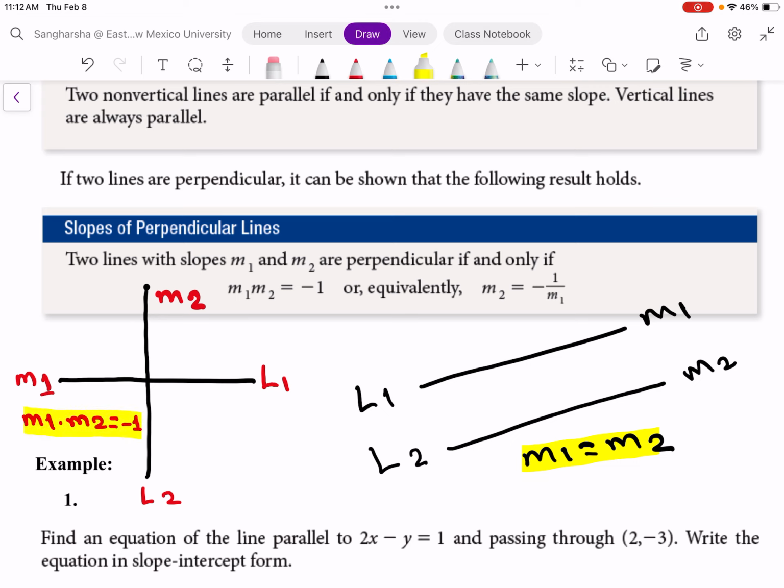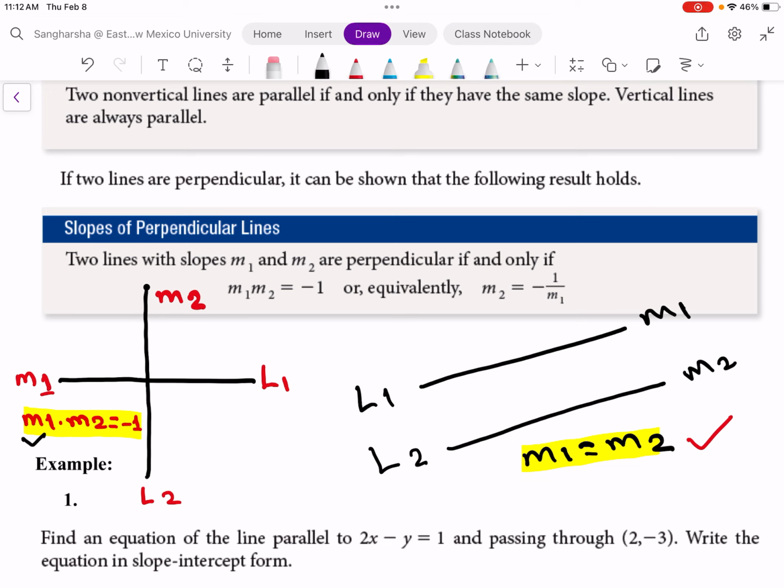So when the slopes are equal to each other, the lines are parallel. The lines are parallel when the slopes are equal to each other, and when the product is -1, then the lines are perpendicular to each other. So this is how, even with the help of slope, we can find whether the lines are parallel or perpendicular. If the slopes are equal, they are parallel. If the product of slopes is -1, then they are perpendicular.